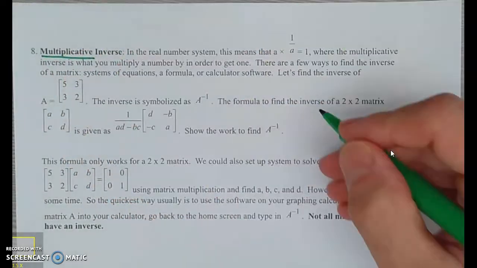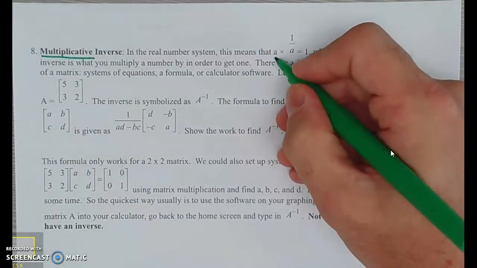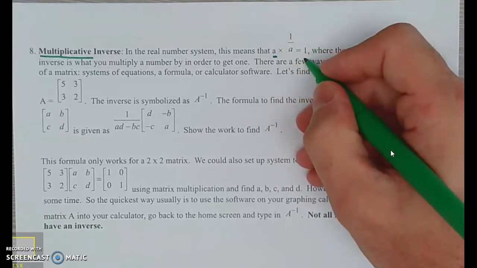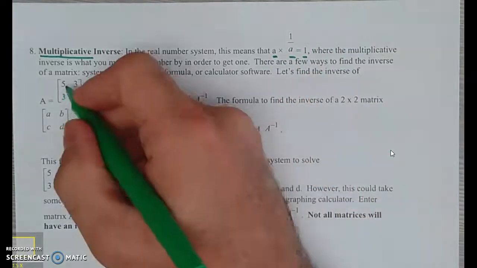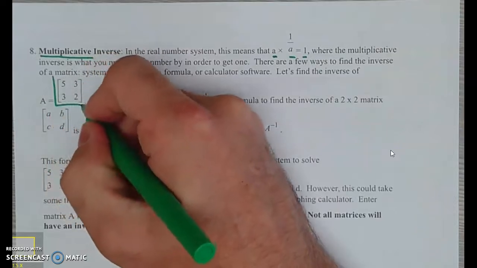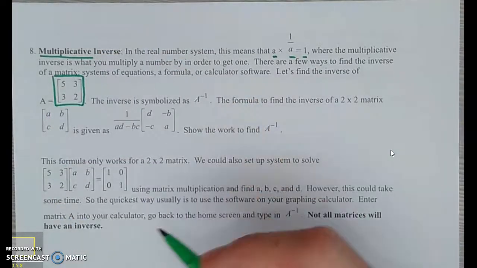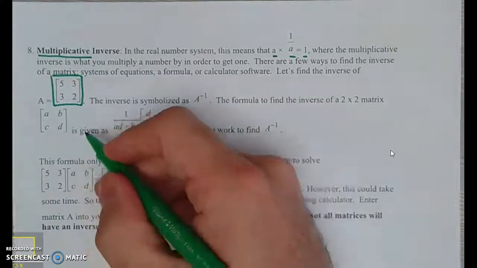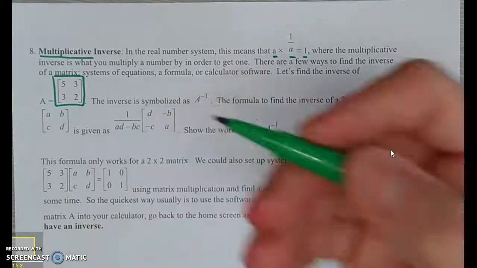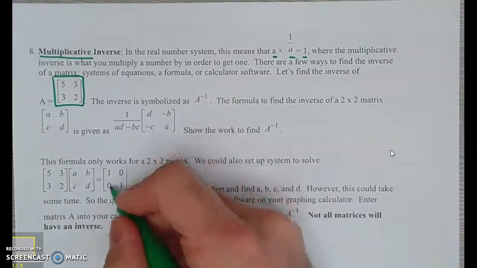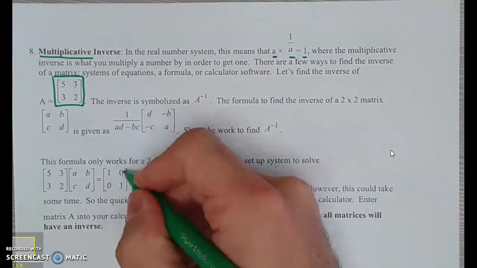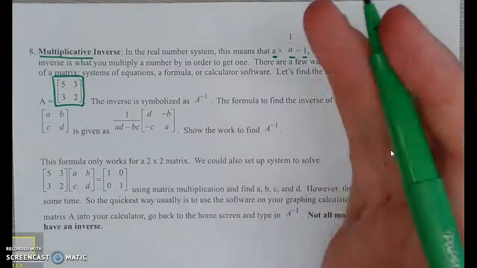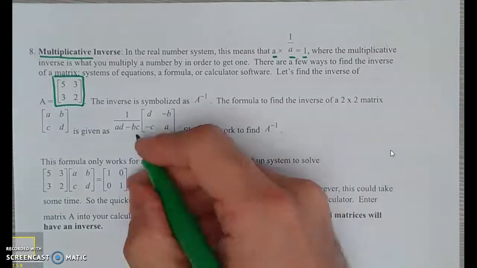If you guys remember, a multiplicative inverse is when I can multiply a quantity by its reciprocal, and I will get 1. So that's what we want to try to do with this matrix here. I want to look at this matrix 5, 3, 3, 2, and I want to be able to multiply it by something to basically get 1, which we called the identity matrix, which is 1, 0, 0, 1.